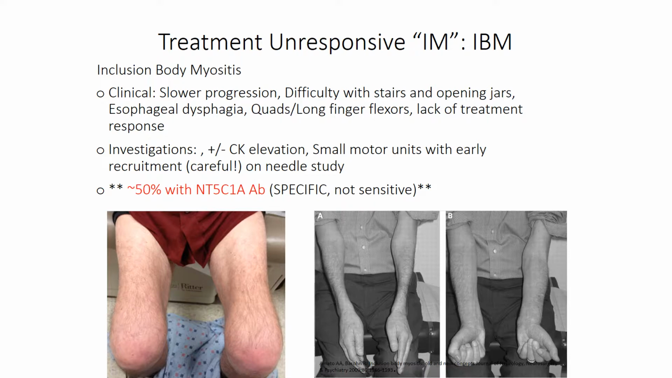We see a fair amount of inclusion body myositis in our practice, and it's not that uncommon that a patient will present having been treated for polymyositis, and in reviewing their clinical history and studies, the diagnosis of IBM is clear. So we expect a slower progression usually in this disease, although I do have patients who have more aggressive forms of IBM. Commonly, patients have difficulty with stairs and opening jars, as I had mentioned previously.